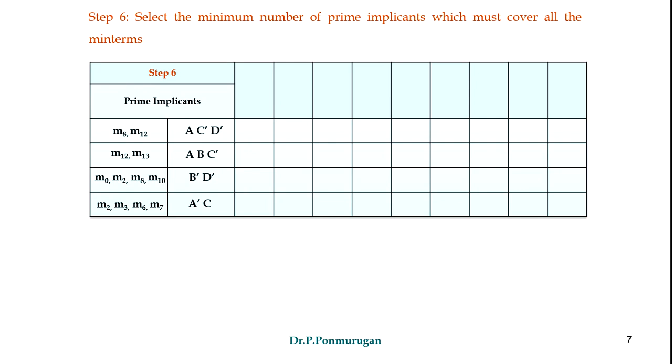So next step is we have to select the prime implicants. So this is step 6. We have taken all the prime implicants, and here in this column we have to fill the minterms that are given in the question. So first we have to tick the corresponding prime implicants available in the terms. For this term we have to tick M8 and M12, and for this term we have to tick M12 and M13, which is present here. And for the next one it is M0, M2, M8 and M10, and for the next one it is M2, M3, M6 and M7. So first we have to make a tick mark in the corresponding minterm.